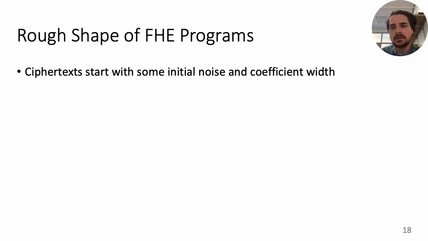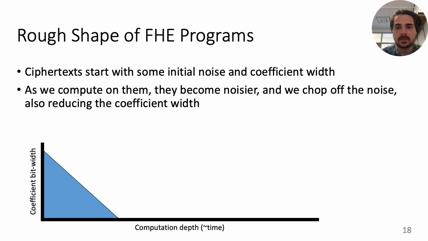Now let's zoom out a bit and talk about the broad structure of an FHE program. When we encrypt a ciphertext, it starts out with wide coefficients. As we compute deeper and deeper on ciphertext, the bit width of our coefficients shrinks through rescaling. This is necessary to keep precision in check. Eventually, the bit width becomes too narrow to support further computation.